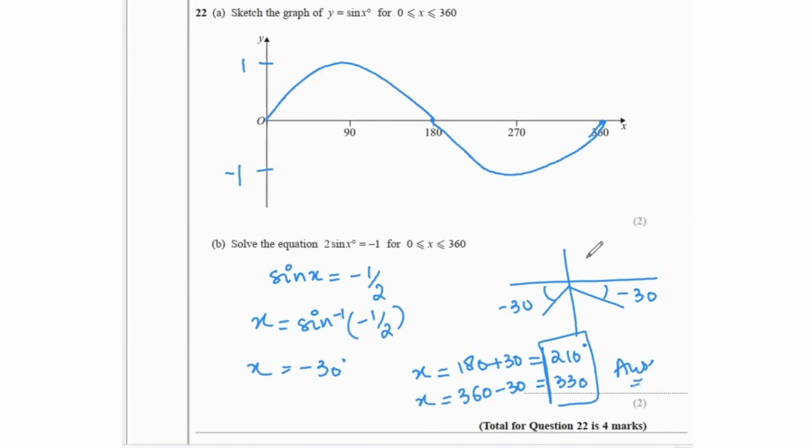You start measuring your angle in the anti-clockwise direction from this 0 line, and you go till the line where the angle is. So 180 plus 30, 210, and 360 minus 30, which would be this. That's 330. So these are your answers.